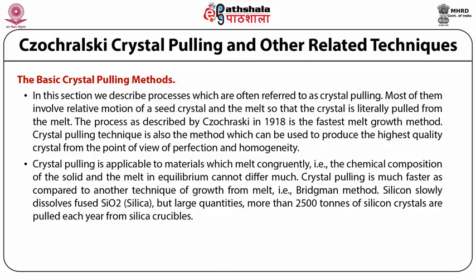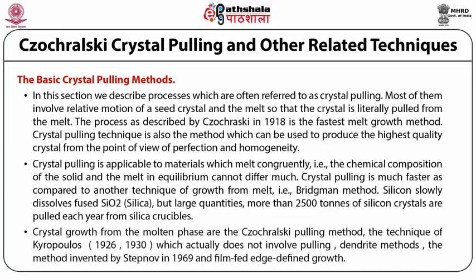Silicon slowly dissolves fused SiO2, but large quantities, more than 2,500 tons of silicon crystals, are pulled each year from silica crucibles. Crystal growth methods from the molten phase are the Czochralski pulling method and the technique of Kyropoulos, 1926-1930, which actually does not involve pulling.